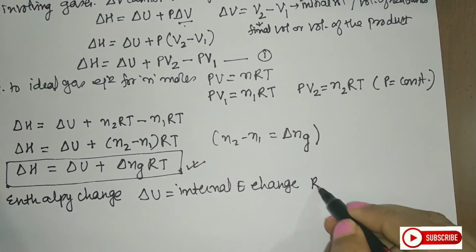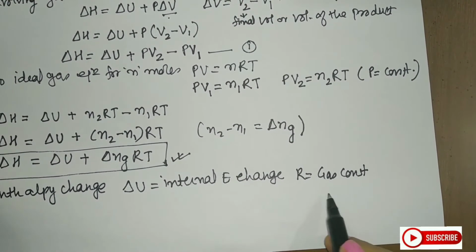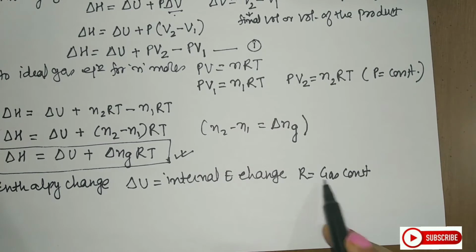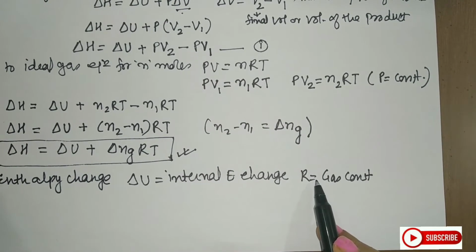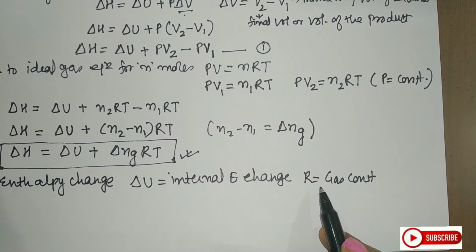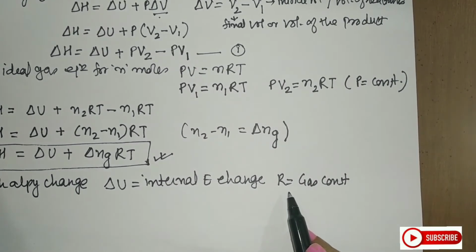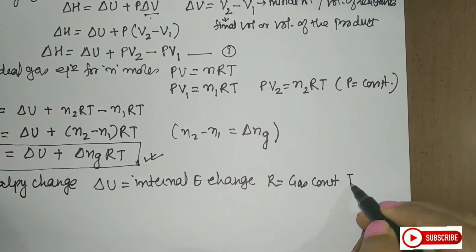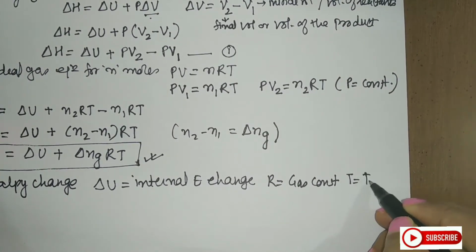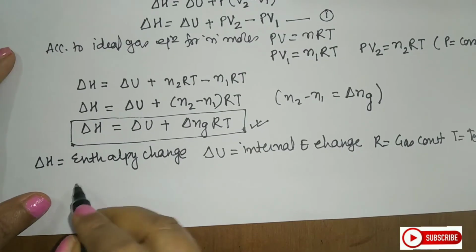What is R? R is the gas constant whose value is fixed. Usually for these calculations we consider the value of R in J or kJ, that is 8.314, or 8.314 into 10 raised to minus 3 kJ per mole per Kelvin. What is T here? T is the temperature in Kelvin.